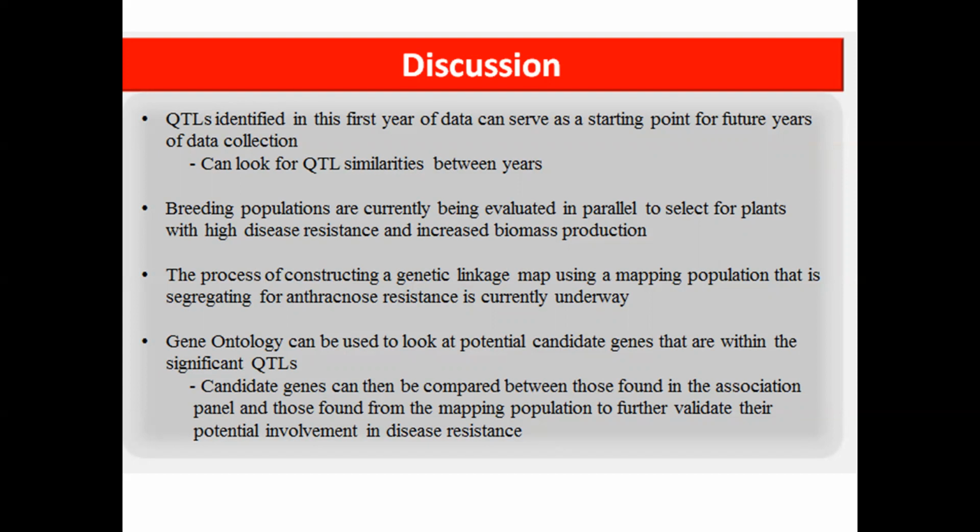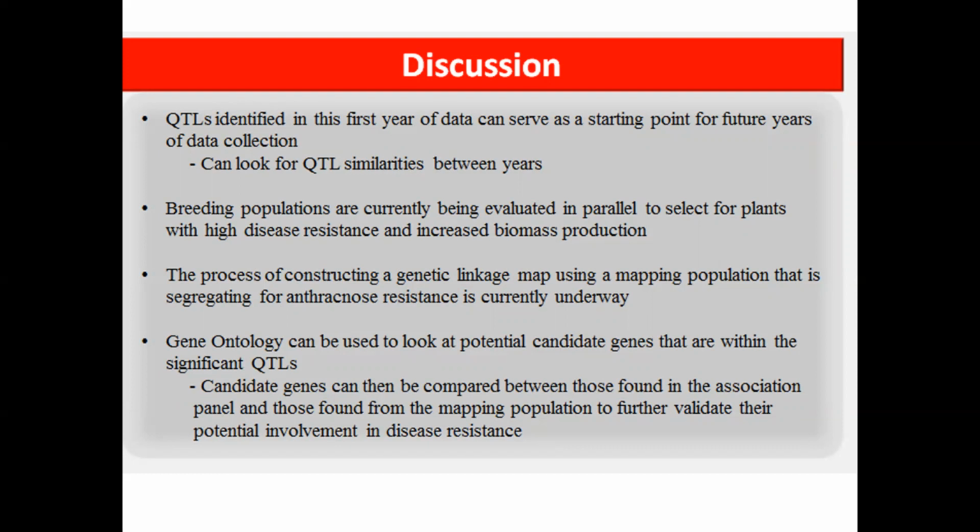This GWAS project is currently being done in parallel with the evaluation of breeding populations for high disease resistance and biomass production. As I mentioned earlier in the presentation, there are a few exceptionally large and disease-resistant plants within this association panel, and they may serve as a useful tool for making crosses with some of the germplasm that's already present within our breeding populations.